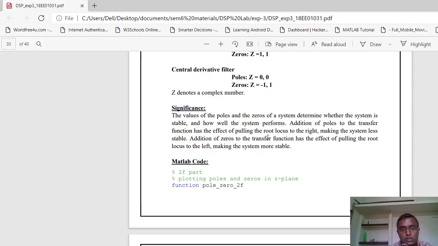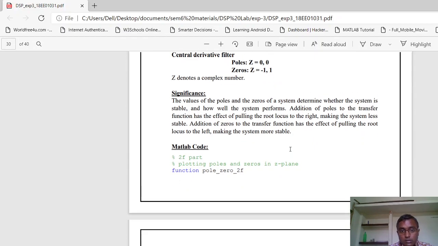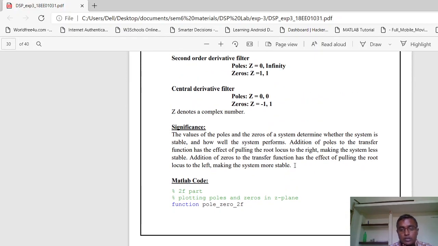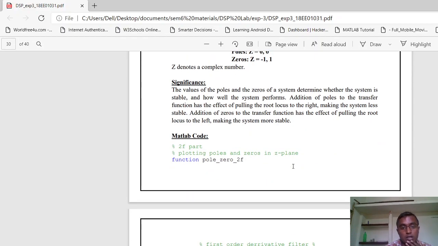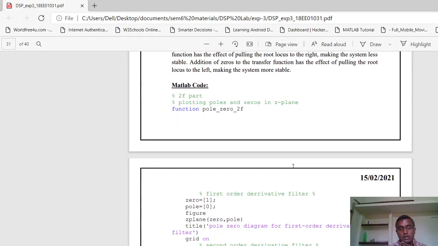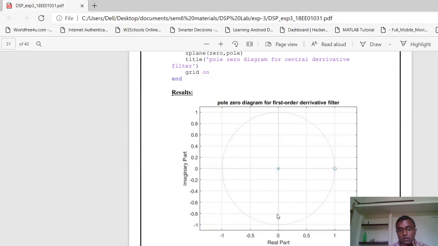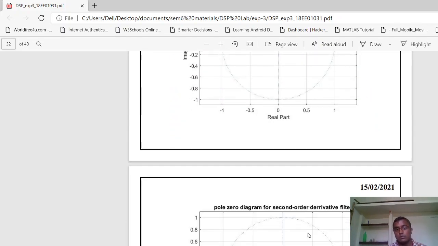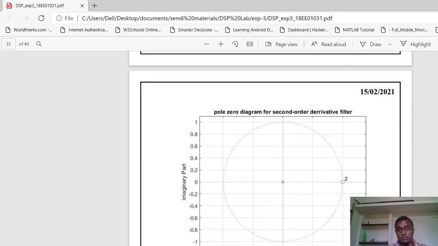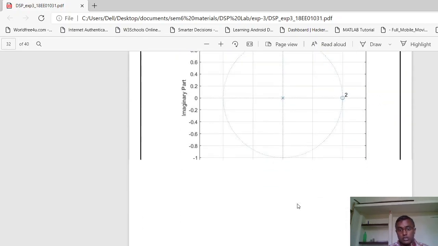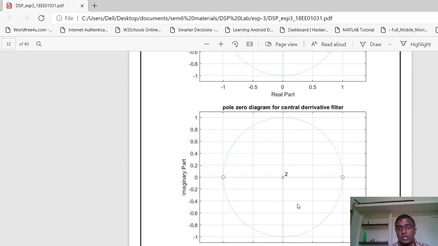The significance of poles and zeros is to find the stability of the system, and to know the cutoff frequency of the filter and how much magnification will be done. This is our MATLAB code, and this is our output. The pole zero diagram: this one is for first order, this is for second order, and this one is for the central derivative filter.